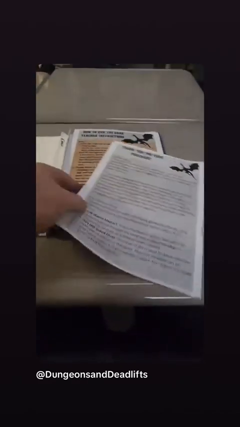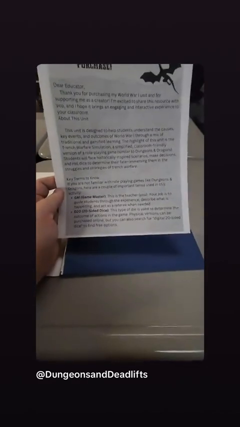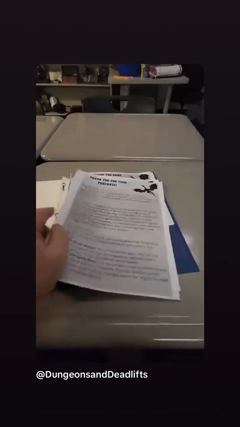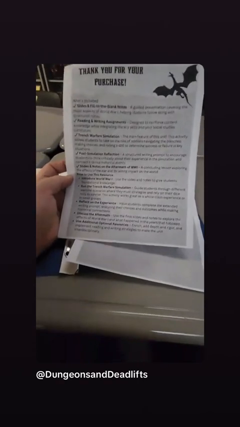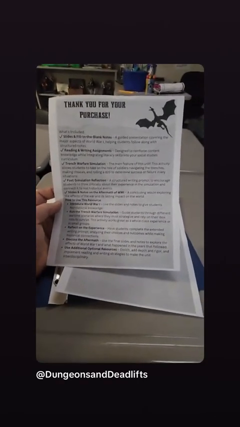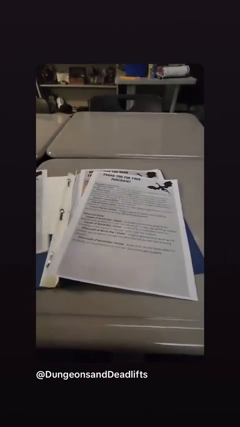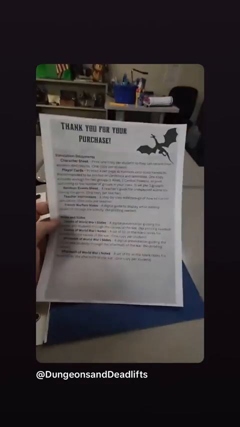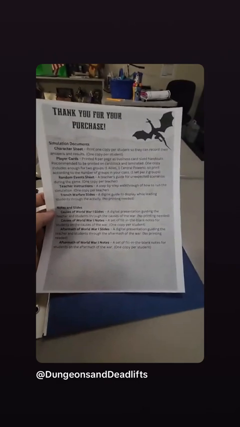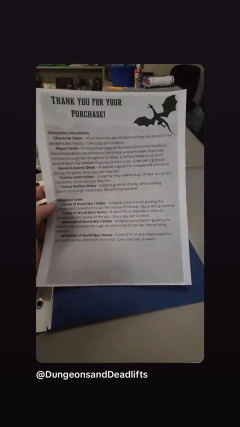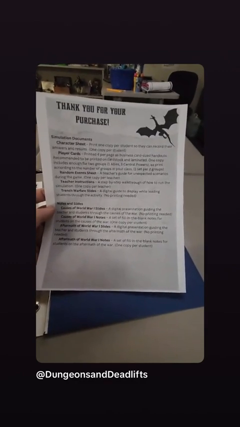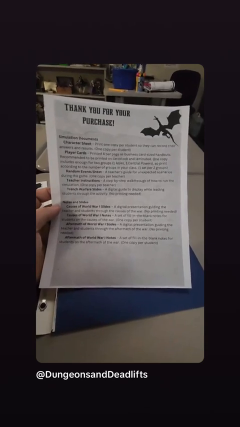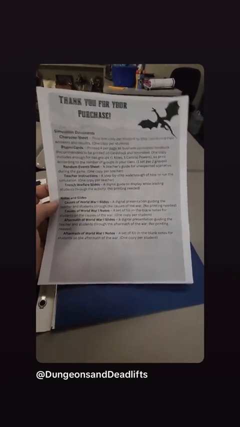It comes with some terms that you might not know if you're not familiar with Dungeons & Dragons, like Game Master or 20-sided dice. It has a full inventory of everything, and this includes how to use it and what order to do it in, or at least a recommendation. It tells you what comes inside and how many of each copy to print. For example, the character sheet, you need one for every student. The player cards, you just need one per group. The random event sheet, you just need one copy as a teacher. The teacher instructions, one copy per teacher. And the slides, you don't need to print at all.